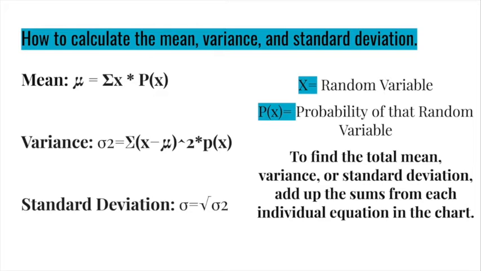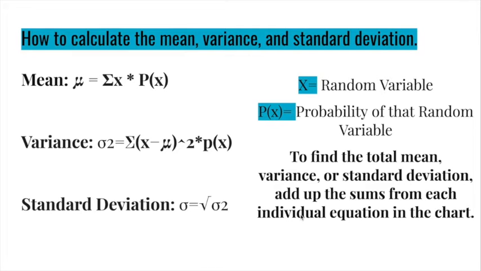Here we're going to look at how to actually calculate the mean, variance, and standard deviation of a probability distribution. When we're looking at this, x is going to represent the random variable, and p of x is going to be the probability of that specific random variable. The mean equals the sum of the random variable times its probability. The variance is the sum of the random variable minus the mean, squared, times its probability. And the standard deviation is just the square root of the variance.